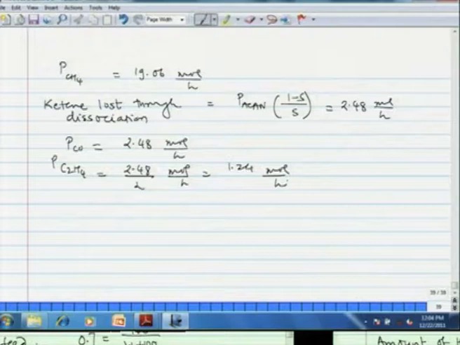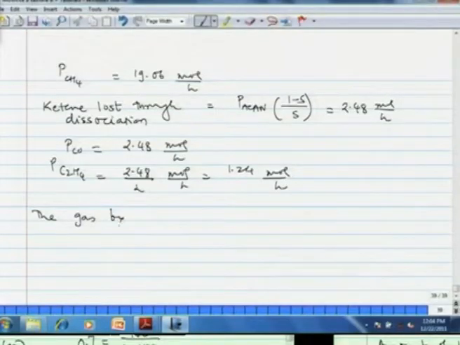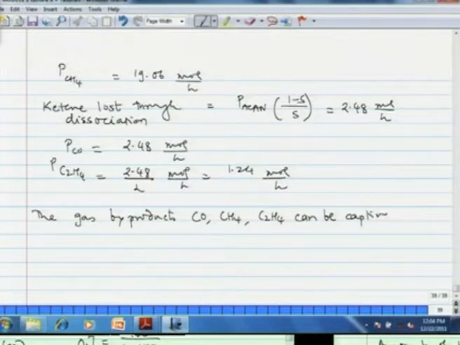So, essentially we have determined the flow rates of all the components in level 2. Now, the gas byproducts, carbon monoxide, methane and ethylene, can be captively consumed as fuel in the process. And now we have to determine the fuel value.